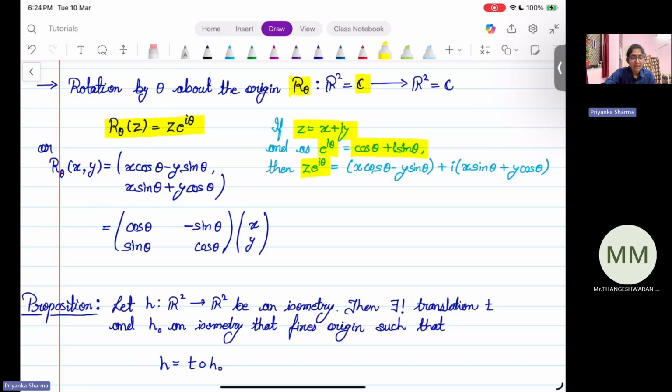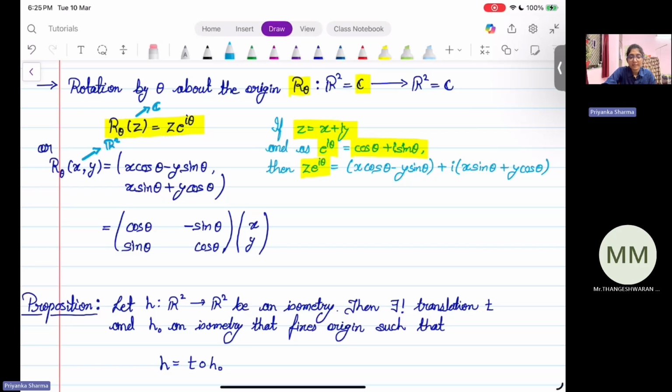Equivalently, we can say r_θ(x, y). Now, this z is coming from the complex plane and this (x, y) is coming from R². So corresponding to this representation in the complex plane, we can get back to the Euclidean plane again. And r_θ(x, y) will be, the first coordinate is x and the second coordinate is y. Similarly, the first coordinate will be x cos θ minus y sin θ, and the second one will be x sin θ plus y cos θ.